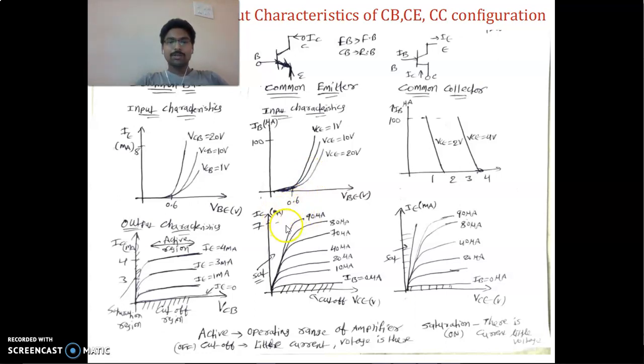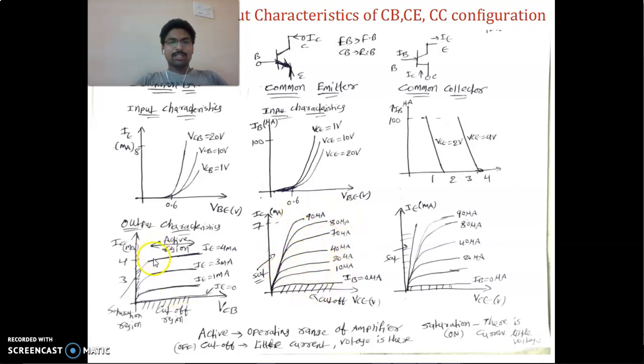Output characteristics are drawn between the output voltage and output current. Here the output voltage is VCE and the output current is IC, keeping the input parameter constant. Here the input parameter is the base current IB. So I am keeping IB equal to 10 microamperes and increasing the VCE voltage. The current starts increasing slowly, and at a high VCE voltage the current increases like this. I have given here 7 milliamperes for IC, around IB equal to 90 microamperes. So this is the cutoff region, this is the saturation, this is the active region.